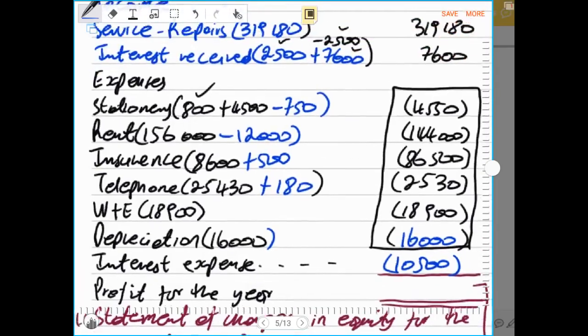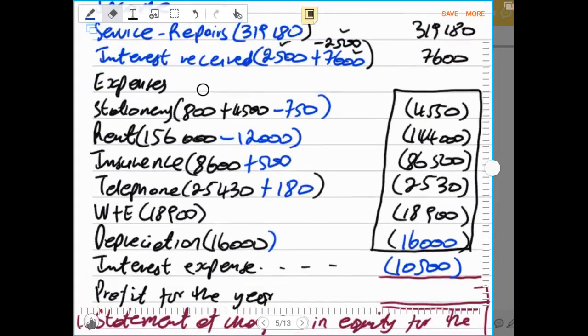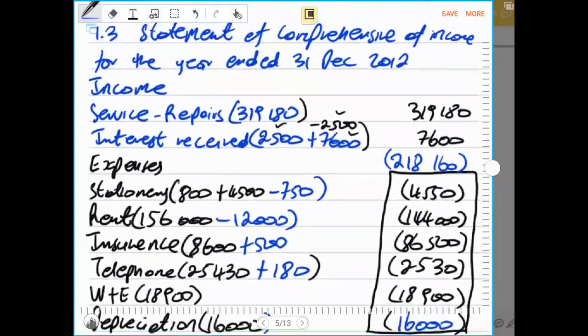So now let us add all the expenses, and when we add all the expenses, we start from here and we go down only this box, and our total expenses will give us an amount of 218,160. That is the total of the expenses.